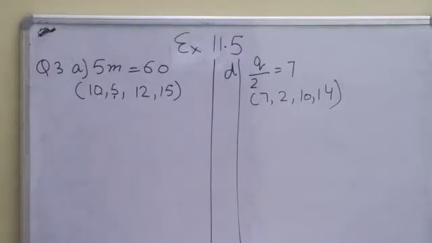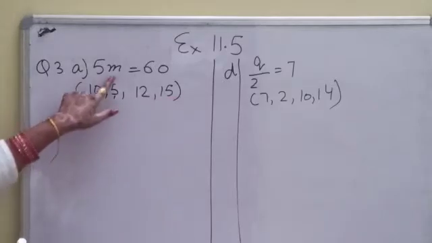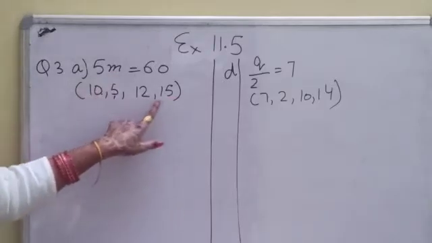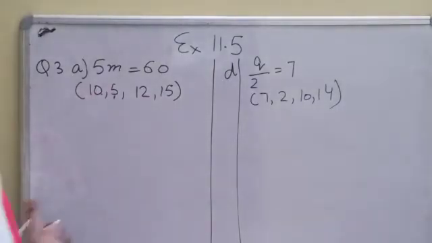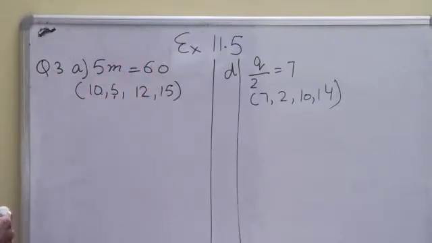In this video, we are going to discuss further questions of exercise 11.5. So let's start with question number 3. What is the question? Pick out the solutions from the given values. Values for the variable m are given to us and we have to tell which one out of these four is satisfying the equation. So we have to find the solution for m.